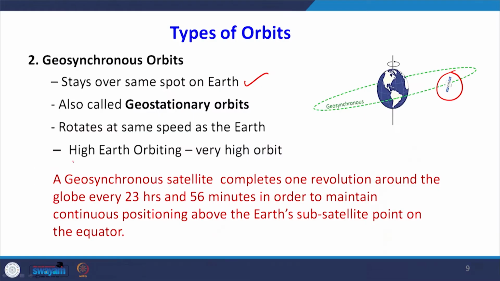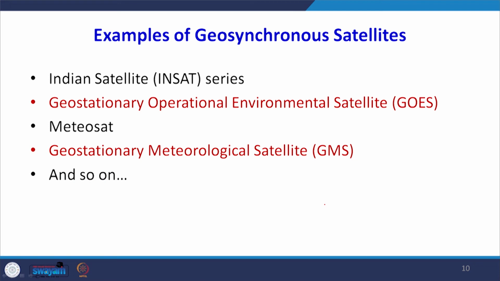So, it is not covering the whole globe, but it is covering only the part of the globe, the area, and continuously it is monitoring that area. So, these orbits are called high earth orbiting. So, they are from high to very high orbits. These satellites are completing one revolution in 23 hours 56 minutes in order to maintain the continuous positioning at the point where it is placed.